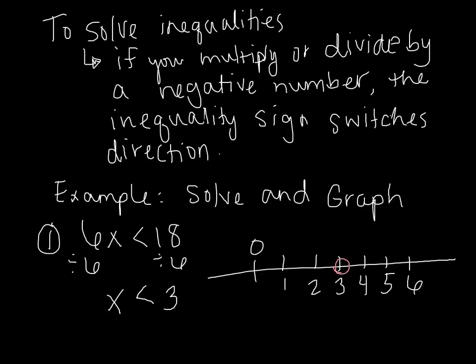So that means it could be like 3.1. It can get really, really close to 3, our answer, to make this sentence true, but it could not be 3. X is less than 3. Less than, that means our line goes to the left. There's our answer. Let's try another one.